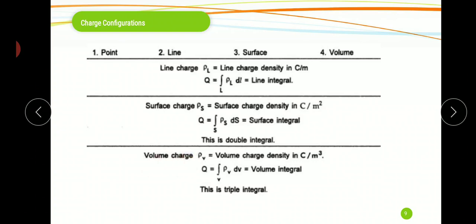And next, volume charge. Here rho v is called volume charge density, and its units are coulomb per meter cube. In the case of volume charge, q is expressed as integral v rho v dv. Here integral v is called volume integral. That means there are three variables, so this is a triple integration. So these are the charge configurations: point charge, line charge, surface charge, and volume charge, and their charge density expressions.